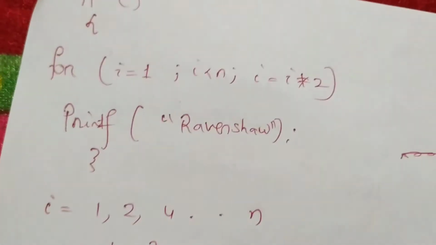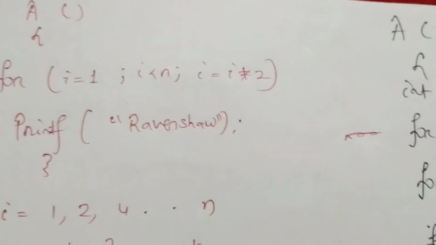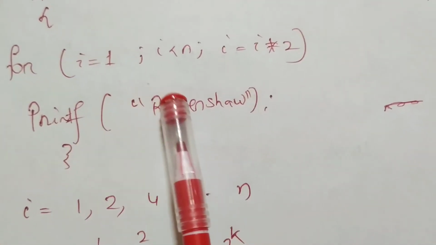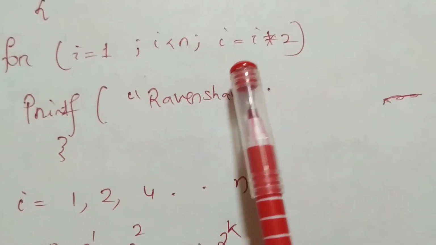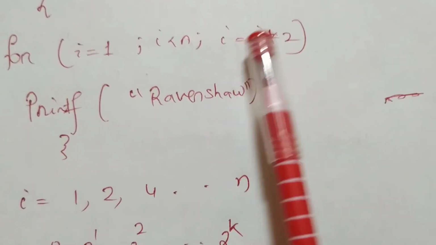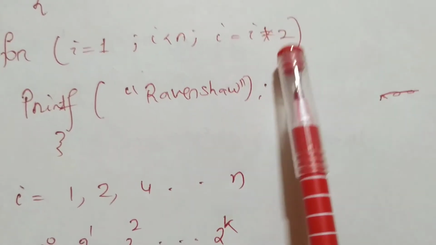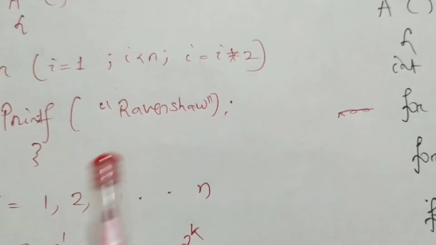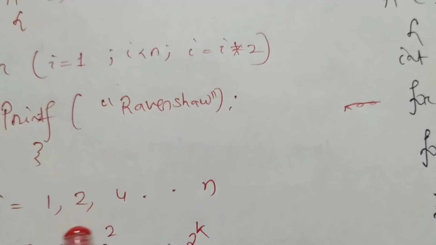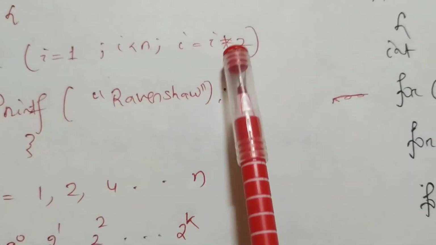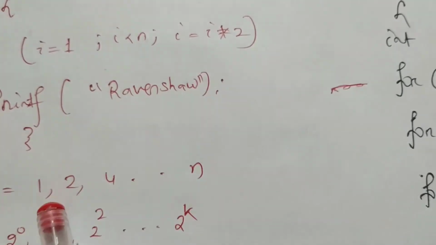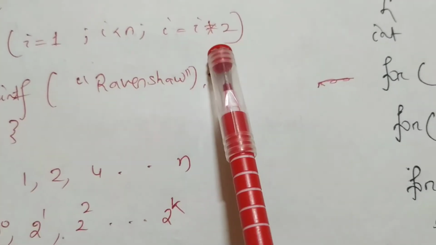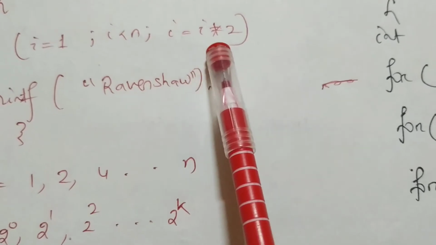Suppose first I want to explain this, then we will go to that. So here i = 1, i less than n, then i = i into 2. When a variable is multiplied by a constant like 2, 3 or 4 in a statement, what happens is that the value of i will be 1, then 1 into 2 is 2, then 2 into 2 is 4. Like this, i into 2.